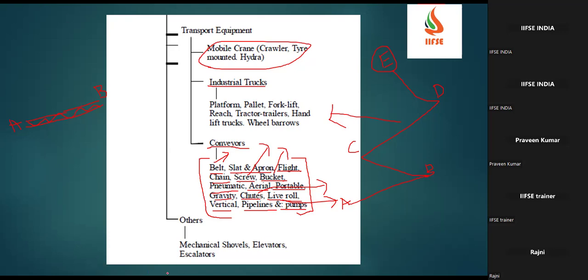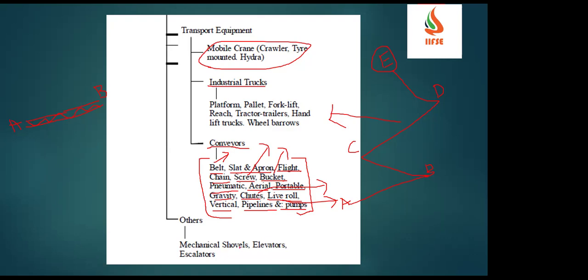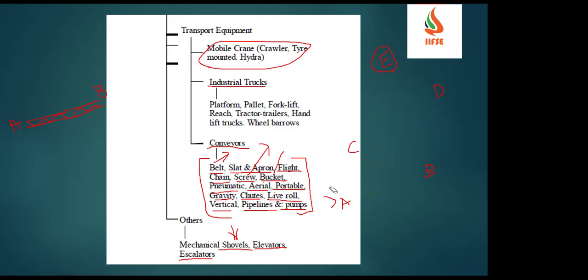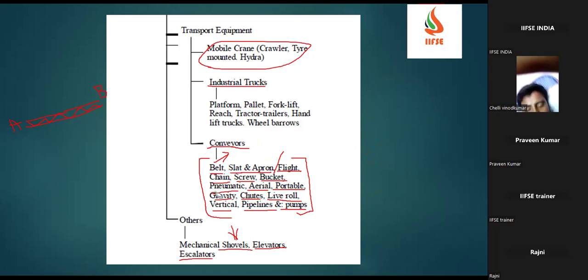These are the various types of conveyors we regularly see. Then others are mechanical shovels, elevators, and escalators. Shovels are used for taking material out of mines and the like. Then escalators are for shifting from one point to another. These are the various kinds of mechanical aids we use for shifting, storing or transportation of materials.